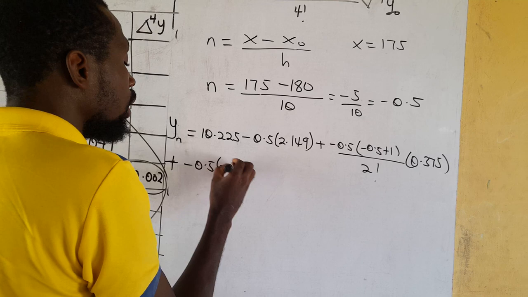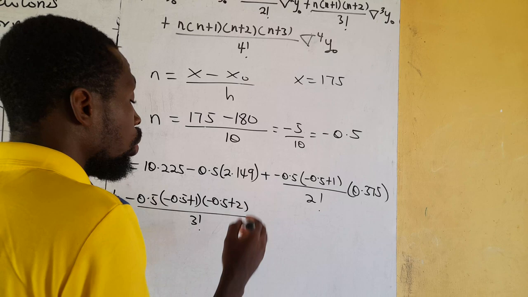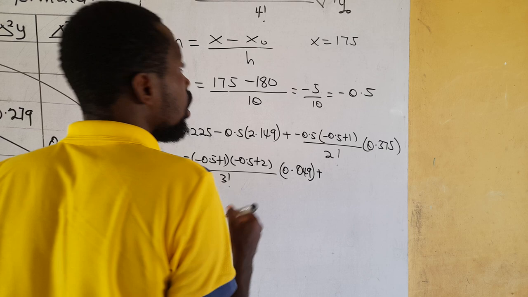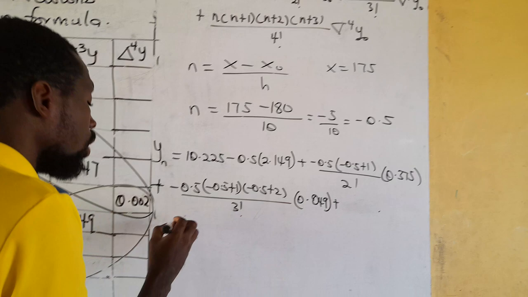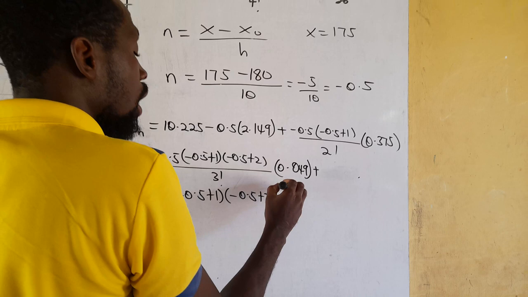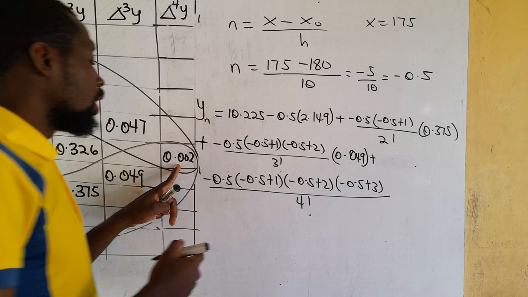Then plus, now our n is negative 0.5. Then n plus 1, so negative 0.5 plus 1, n plus 2, negative 0.5 plus 2, all over 3 factorial, then nabla cube y naught is 0.049, so times 0.049. Then plus this place, so I have negative 0.5, then negative 0.5 plus 1, negative 0.5 plus 2, then negative 0.5 plus 3, all over 4 factorial. Then our nabla exponent 4 y naught is 0.002, so times 0.002.